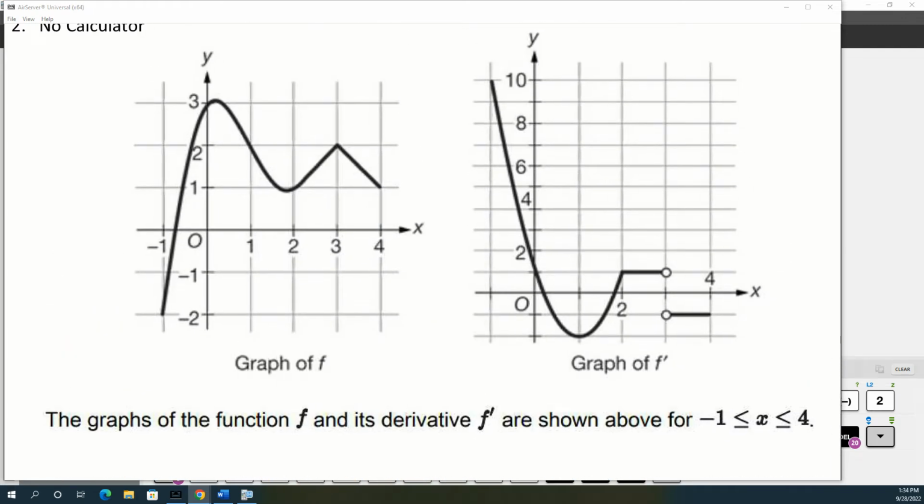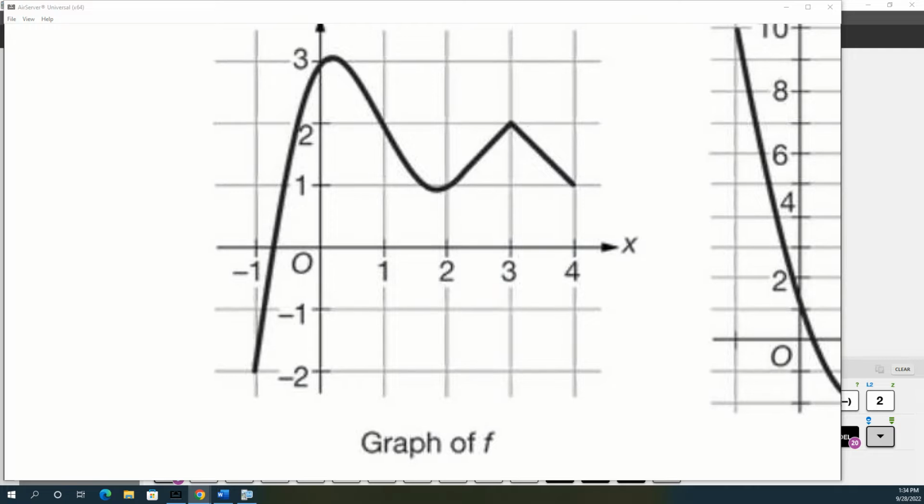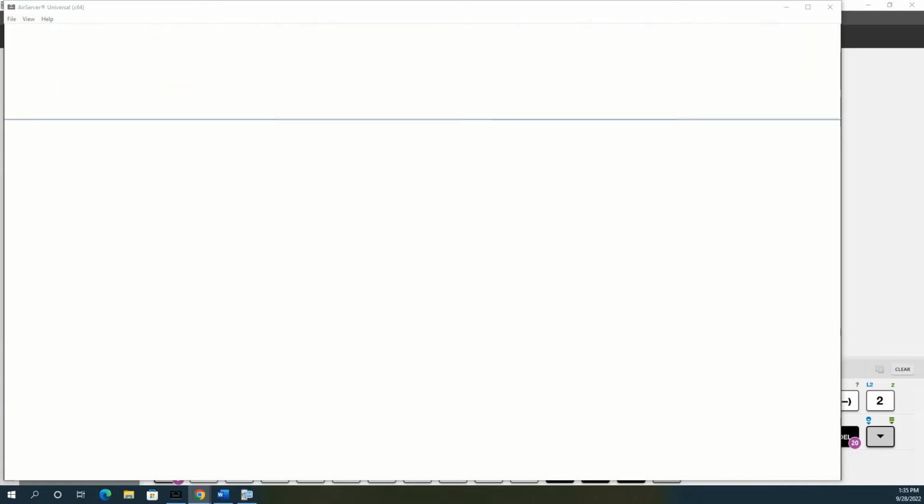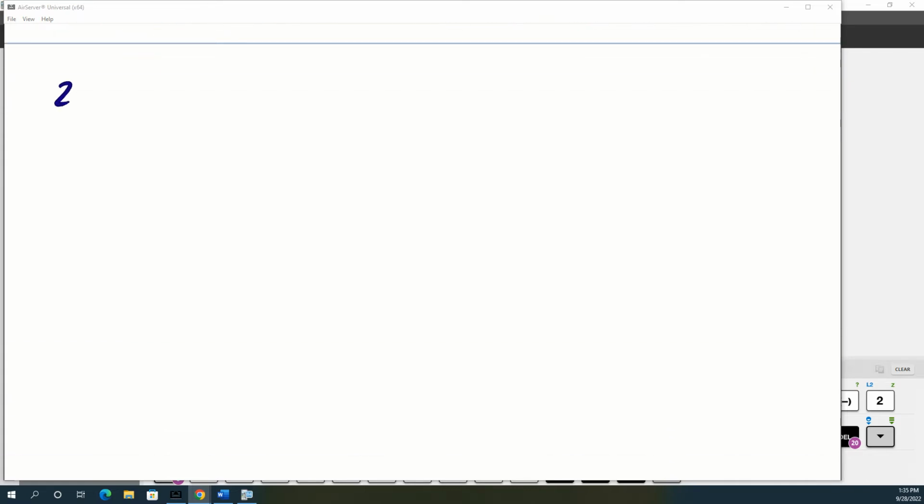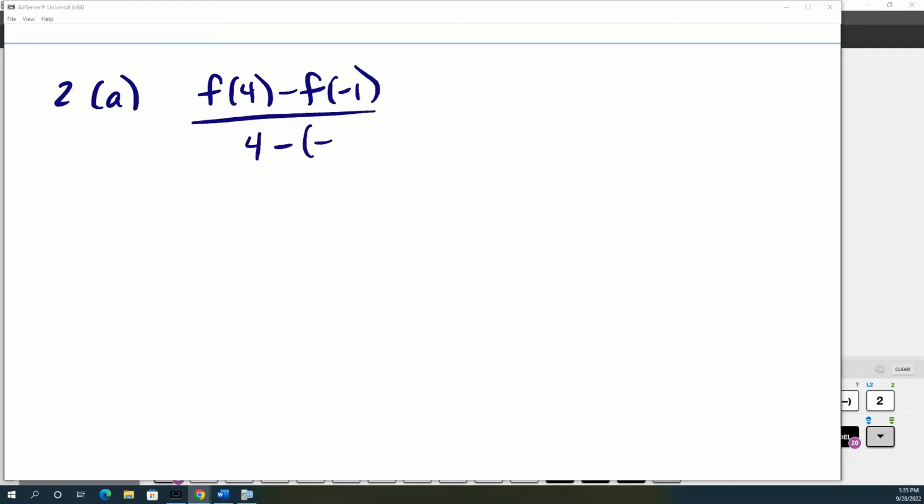So the average rate of change from -1 to 4. Now make sure you're looking at f. So -1 is here, 4 is here, so it's basically the slope of that line. We technically could count, but you're probably going to need to show some work. And so the work you would want to show for average rate of change is going to be f of 4 minus f of -1 over 4 minus -1, right?